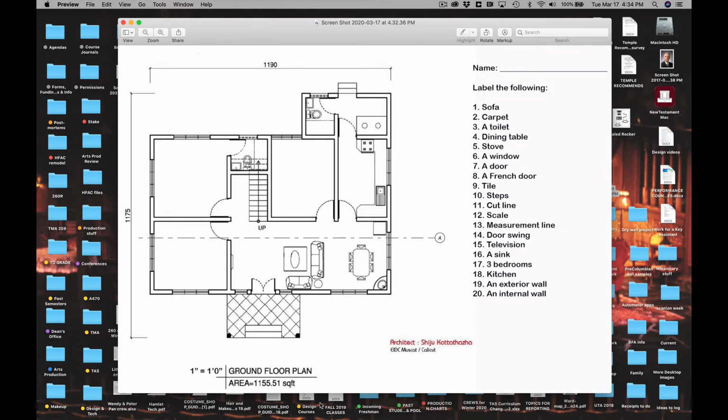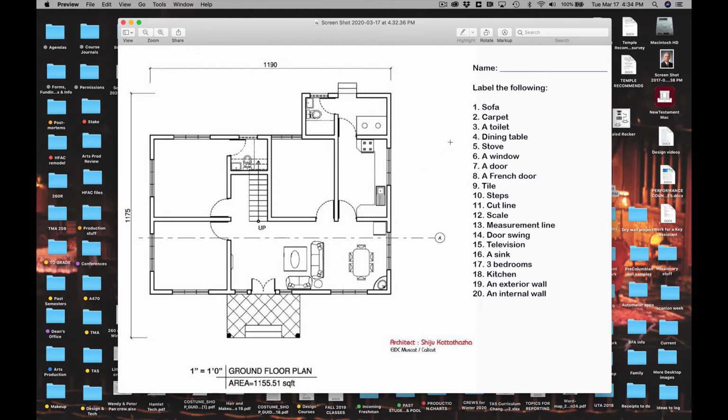Here is a worksheet that we're going to do together. Normally, I would hand this out and have you try to figure out all the labels for this floor plan. But because we're working online, we're going to go through this together. Note at the bottom that this is in 1 inch equals 1 foot scale. So I'm assuming that these numbers on the outside edges are referring to the number of inches in the drawing.